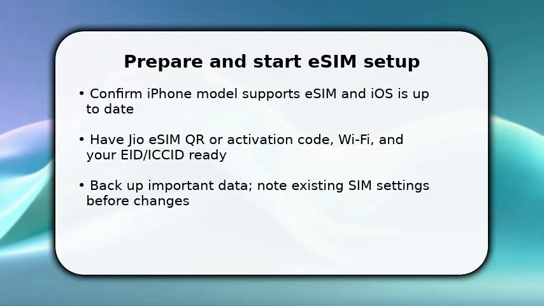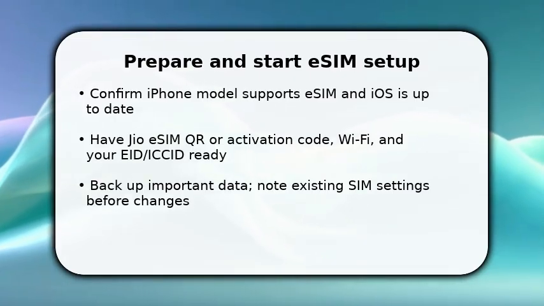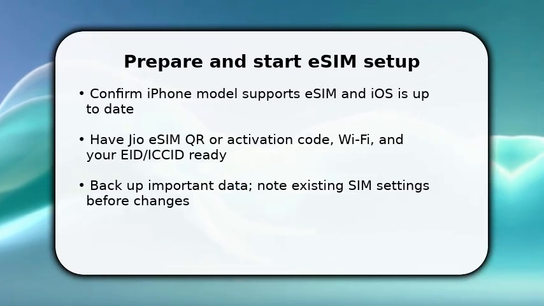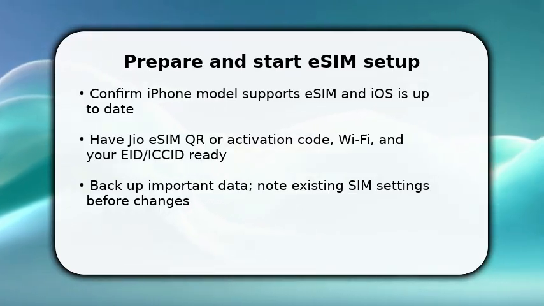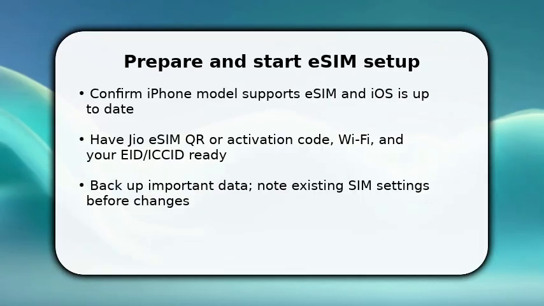You begin by verifying compatibility and grabbing the Jio eSIM QR or activation code. This is essential because the phone and carrier exchange ID to provision service. Once done, connect to a stable Wi-Fi network and open Settings, then Cellular, then Add Cellular Plan.